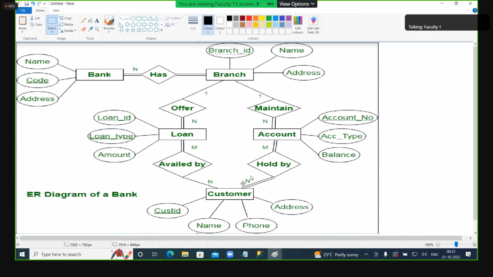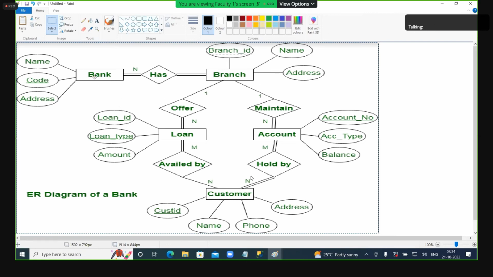It gives some information. In the database, they are storing bank data, branch data, loans data, accounts data, and customers data. Okay? By seeing this, it gives some information to you. So this is your diagram.